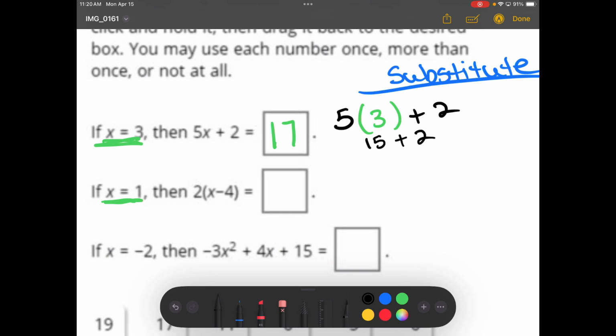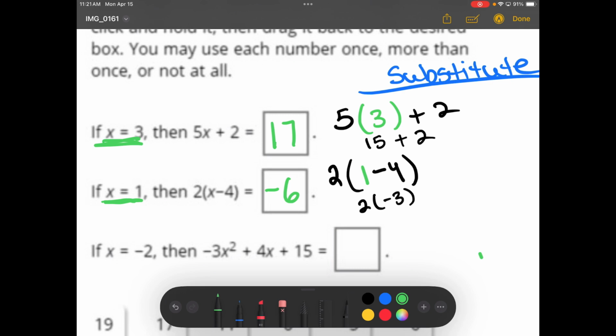If x equals 1, then 2 times x minus 4 equals what? What am I going to do with the x? Plug it in. So 2 parentheses 1 minus 4. Order of operations says do what first? Get rid of those parentheses. So what is 1 minus 4? Negative 3. Very good.